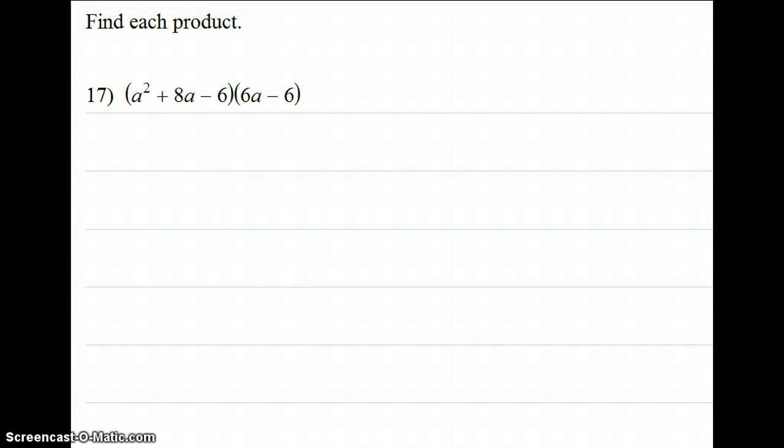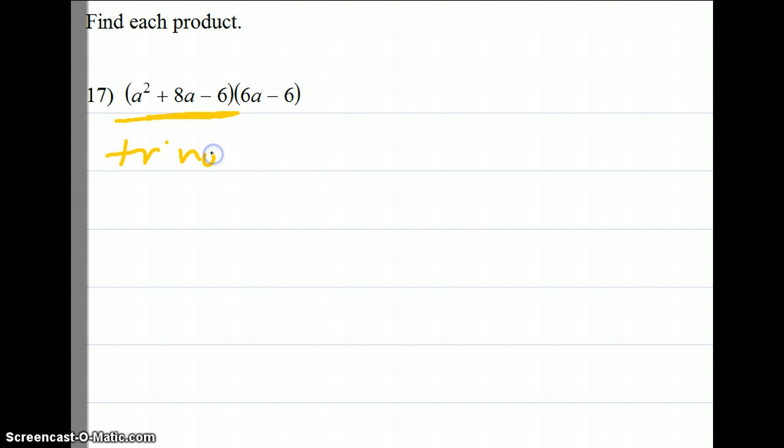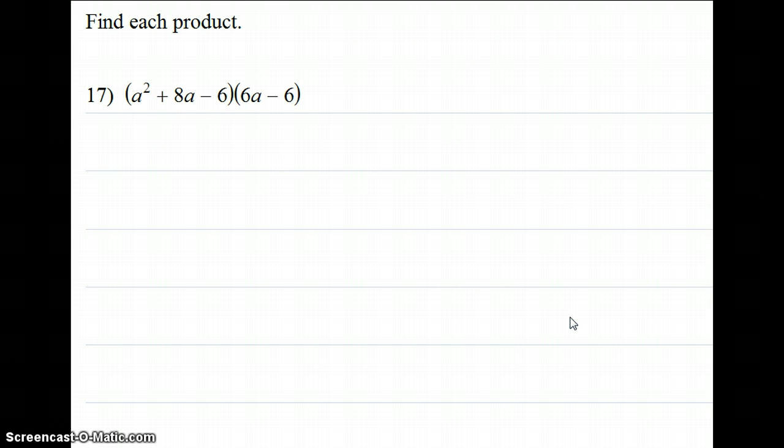If you jump all the way down to 17, you can see now we have a term that has 3 terms. A term that's called 3 terms is called a trinomial. And again, 2 terms is called a binomial. And there's really no trick like a FOIL, but what we're going to do here is we're just going to take each term and distribute it through.